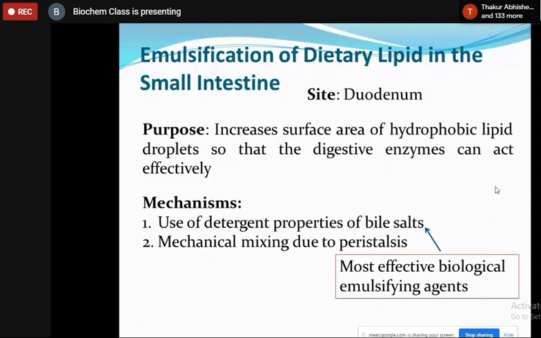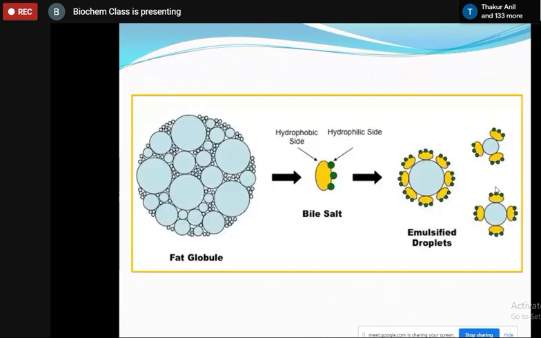So in the exam, you might be asked to write about the role of bile salts in the digestion. So you are supposed to elaborate this process of emulsification. So the dietary fat is acted upon by bile salts, which are, I hope you remember the names of the bile salts: sodium taurocholate, sodium glycocholate, etcetera.